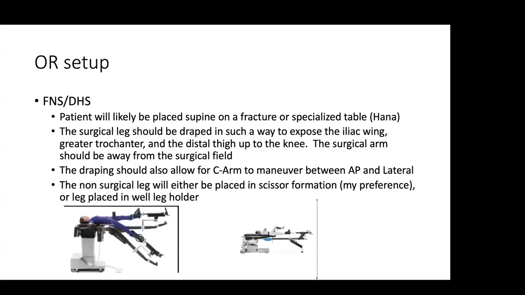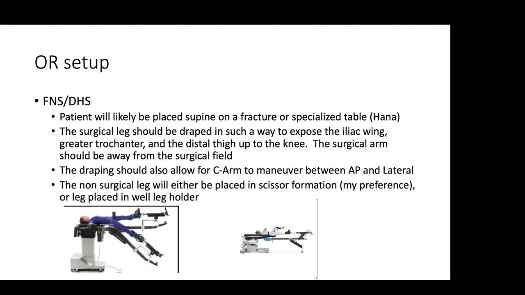Okay, so OR setup. So tips and tricks. Usually the patient's going to be supine on a fracture table or a specialized table. I like to use the HANA table, but everyone has a different preference. When you're draping, the things that you need to be able to see are the iliac wing and the greater trochanter.